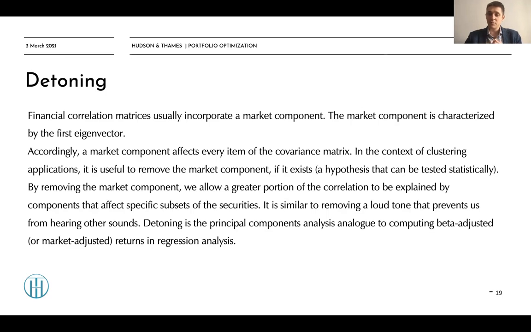So it is similar to removing a loud tone that prevents us from hearing other sounds. Detoning is a principal component analysis analog to computing beta adjusted or market adjusted returns in regression analysis. So if you are familiar with the capital asset pricing model and the beta coefficient, you know that some financial analysts really like to compute market adjusted and beta adjusted returns by subtracting. So this is a way to subtract the market component dynamics out of the security. And detoning is another way to do that.